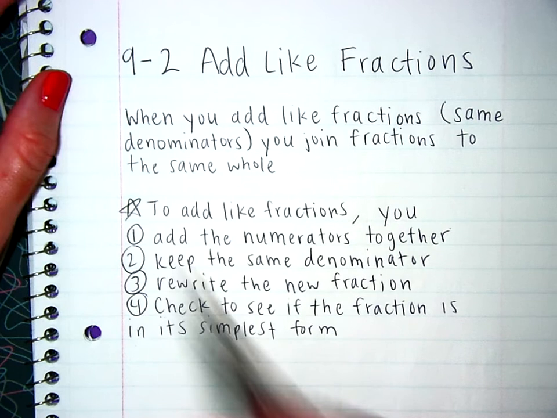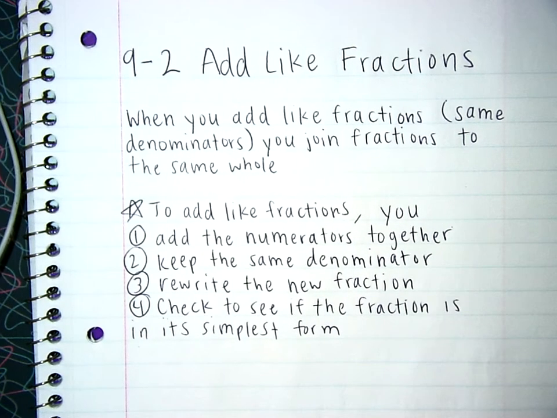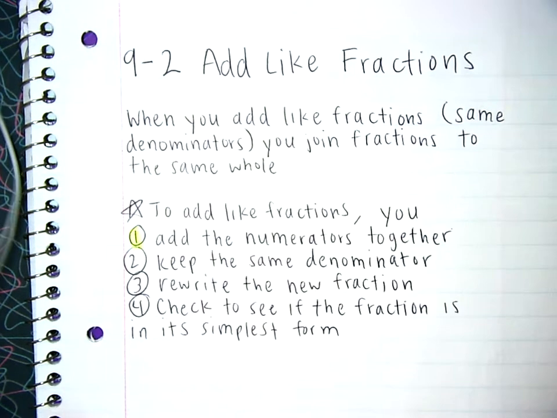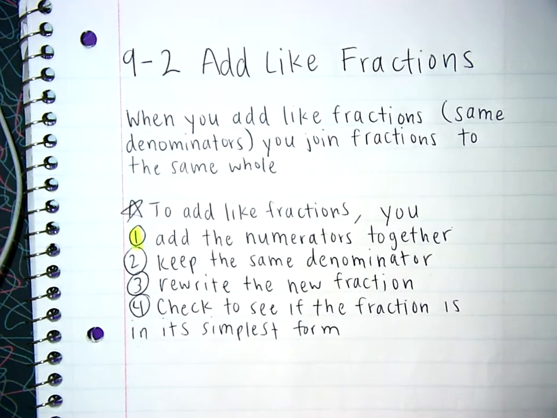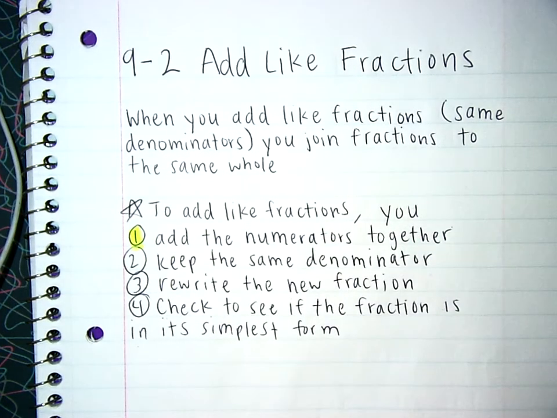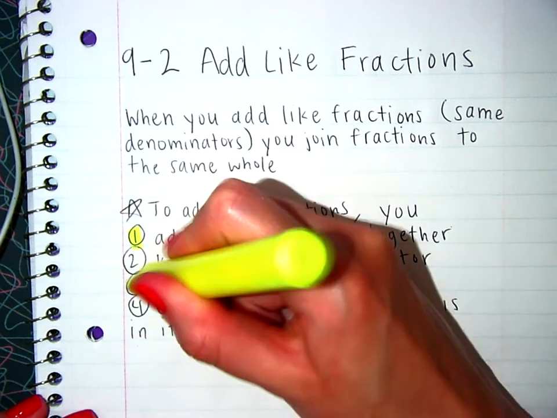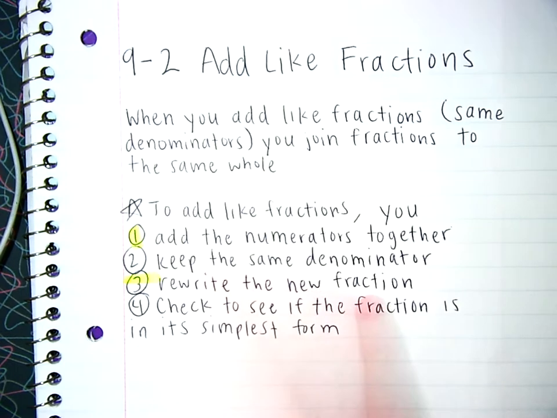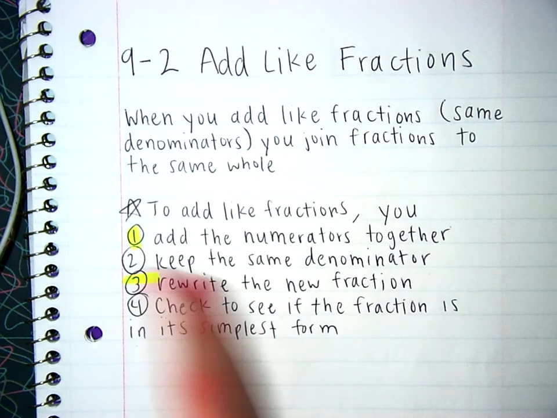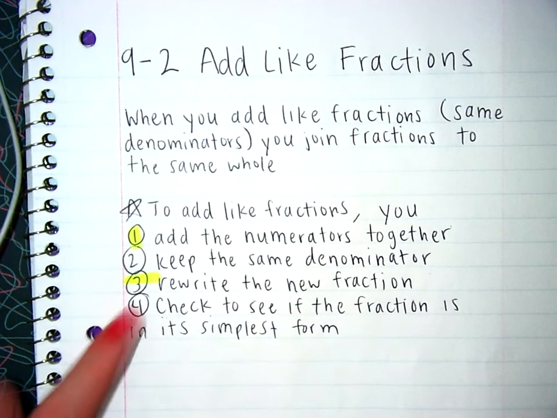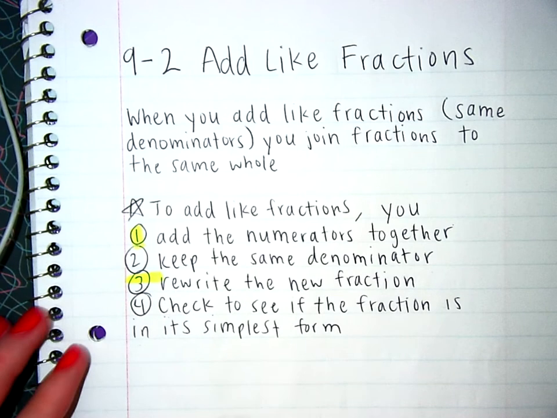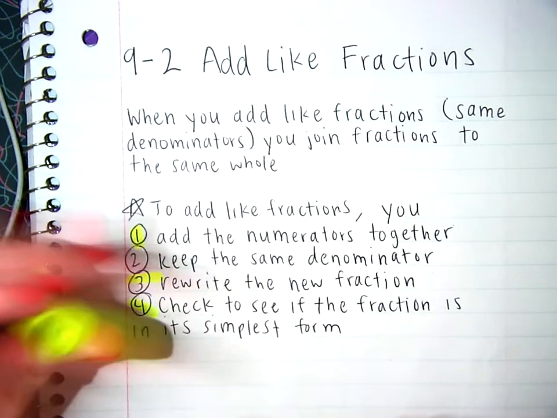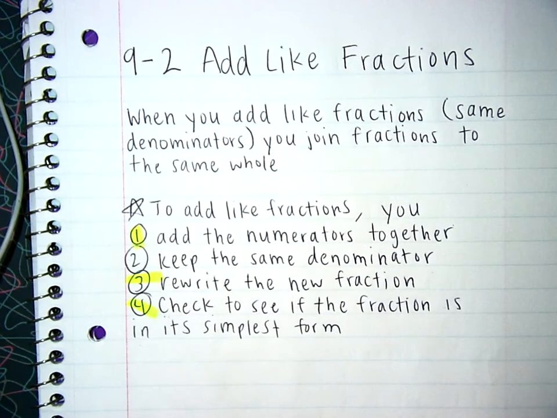So these are the 4 steps to adding like fractions. First, you add the numerators together. Easy enough. Then you keep the same denominator. Whatever the denominator is, they're going to be alike. You keep it the same. You don't do anything new to it. You don't add them. You keep it the same. Then you go ahead and rewrite the new fraction with the numerator that you added together. Then you put that same denominator. Then finally, you check to see if the fraction is in its simplest form. If it is, then you leave it alone and that's the final answer.